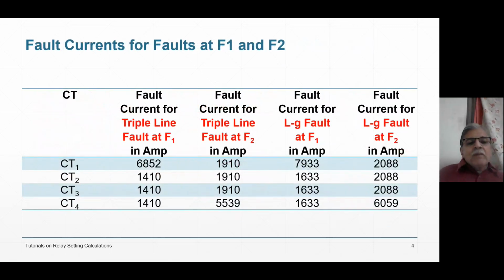For F1, maximum current is flowing through R1 or CT1. Primary side current is given as 6852. CT2, CT3, CT4 carry less current, and the same, obviously, because that current will be the same. For F2, maximum current is 5539 amperes through CT4, because for F2 the generators are only 2, so the current is less, but the other currents are more, because on the left side the generators are of higher capacity. 3 generators are there, so that is the same 1910. LG faults we do not talk about right now, because that will be the next tutorial.